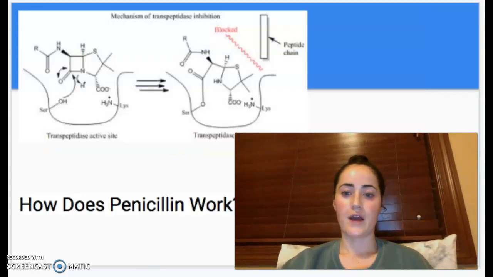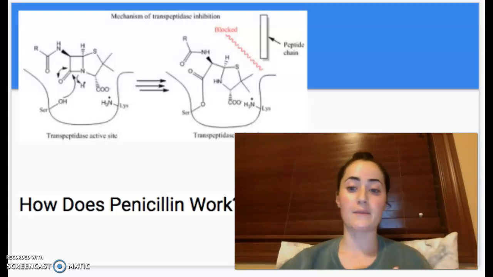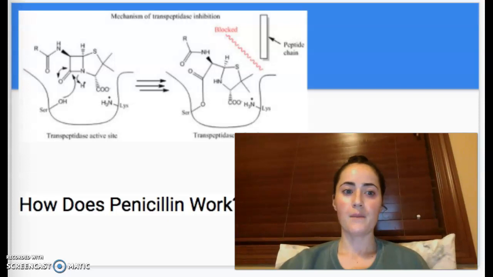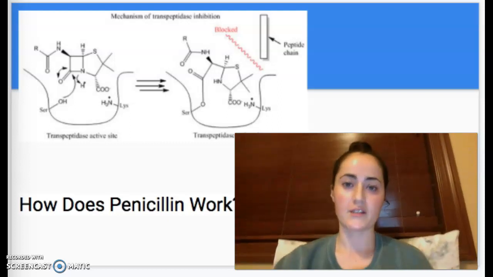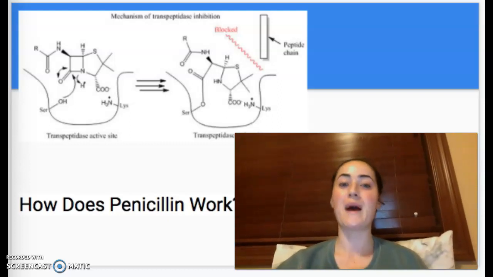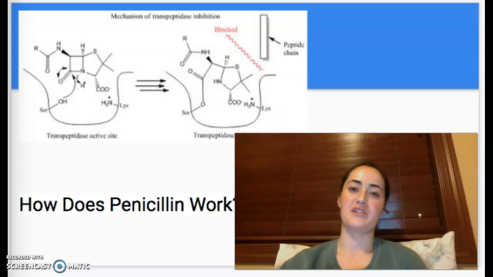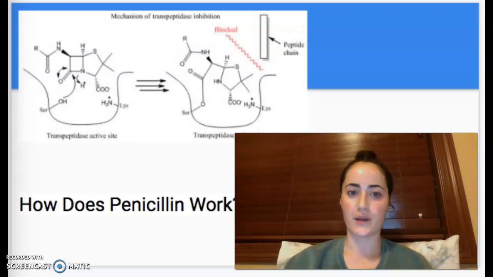All right, so now I'm going to talk a little bit about how exactly penicillin works and the mechanism by which it works. One of the primary components of a bacterial cell wall is a macromolecule called peptidoglycan. And peptidoglycan is extremely important for the bacterial cell wall. It provides rigidity and support to it.